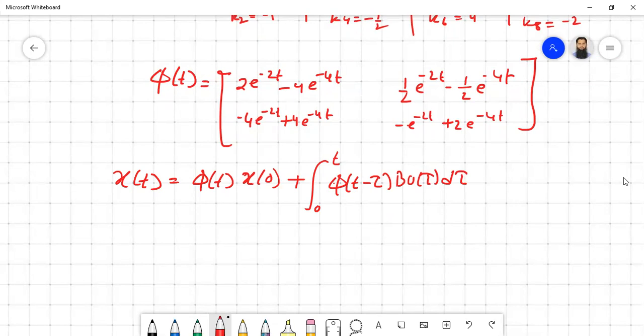Okay, so phi we already figured out. We can also find phi(t minus tau). Basically, in all the values here, t will be replaced by t minus tau, so an additional minus tau will be added there. So this parameter is available. So now let's figure out the second term first.